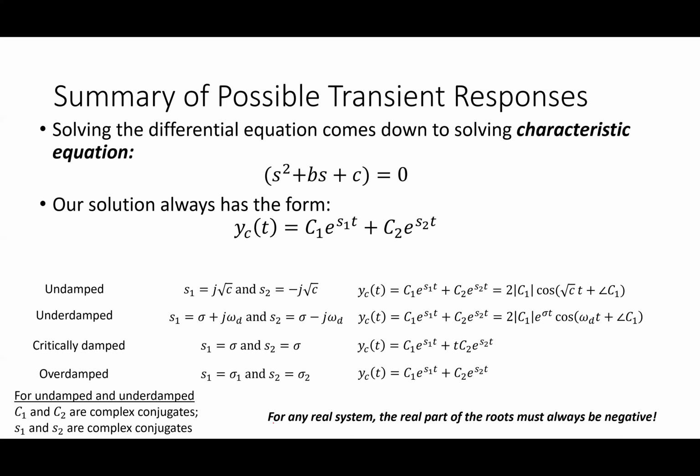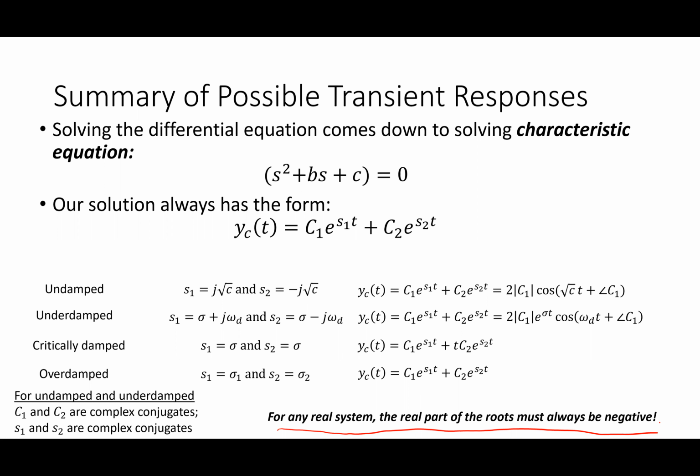All right. Key thing here too, I mentioned this the other day. For any real system, the real part of the roots better always be negative. All right. I guess I could have zero if I have that undamped scenario, right? But they better always be negative. If my real part is positive, what does that mean about my transient response? If my real part doesn't zero out, in fact, it does the exact opposite of zeroing out.